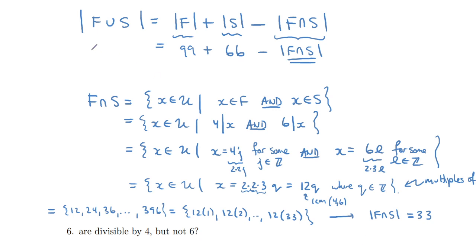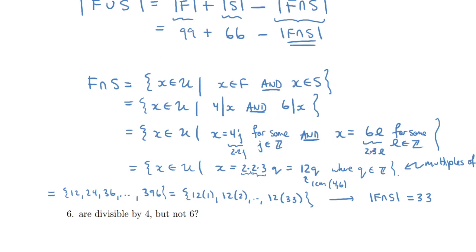And now you can compute what this union is. So the size of that union is 99 plus 66 minus, and come back up here, subtract this 33... oh, sorry, no, you add them and then subtract this. So 132. Sorry about that, I had to think about it a little bit.